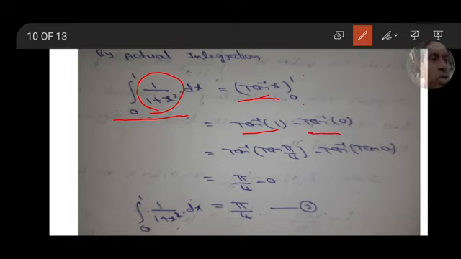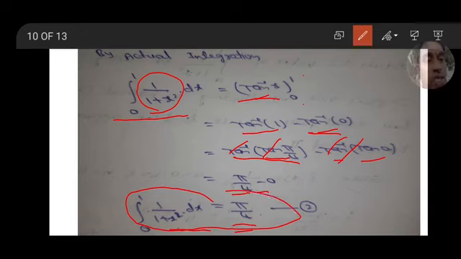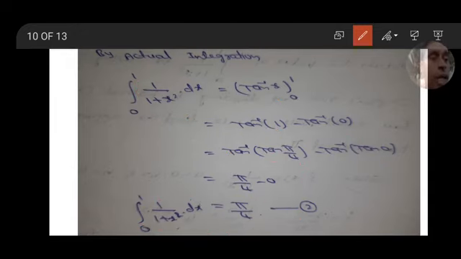Lower limit is 0. So 1 means tan pi by 4, tan inverse of tan pi by 4, minus tan inverse of tan 0, 0 means tan 0. This tan inverse tan cancels, we get pi by 4, and tan inverse tan cancels, we get 0. That is pi by 4 minus 0, means pi by 4. Means integration 0 to 1 of 1 by 1 plus x square equal to pi by 4. Take it as equation 2.